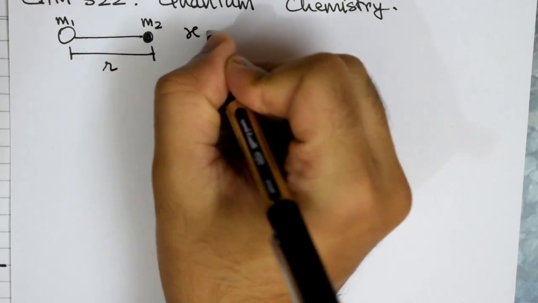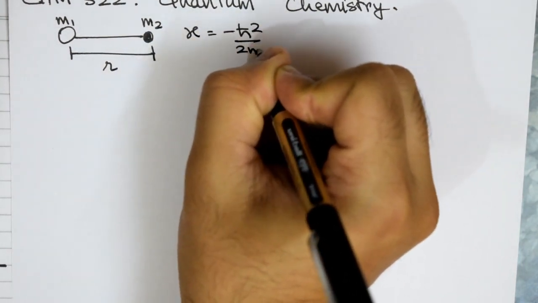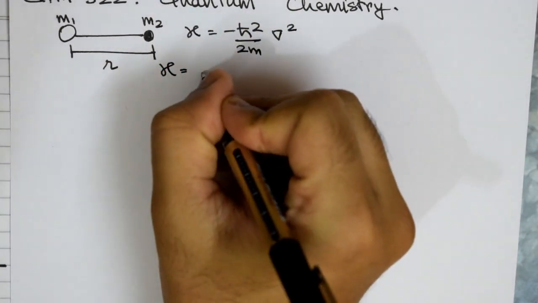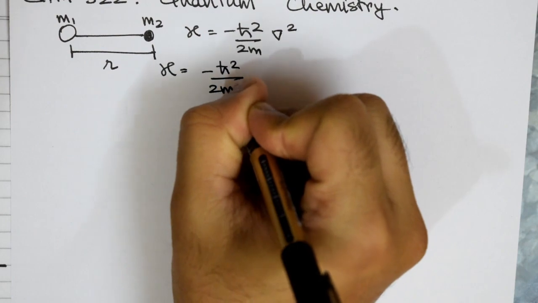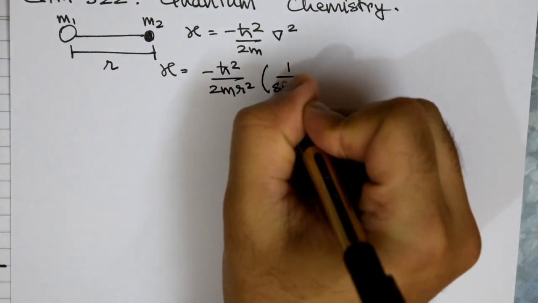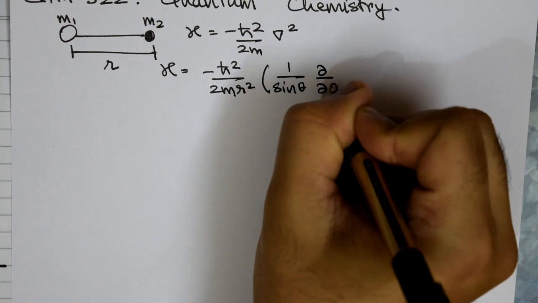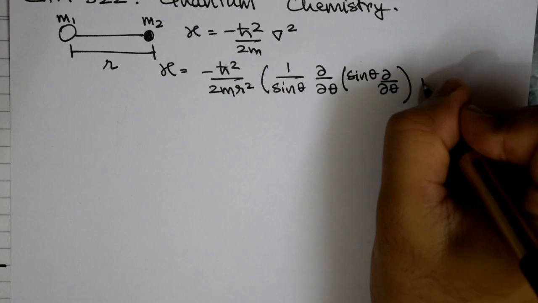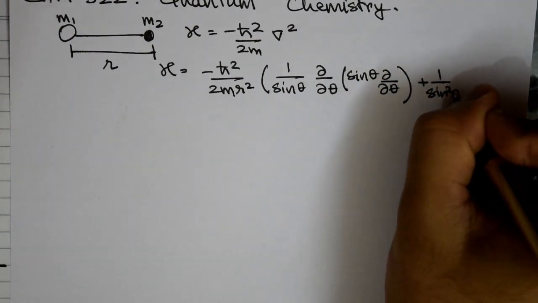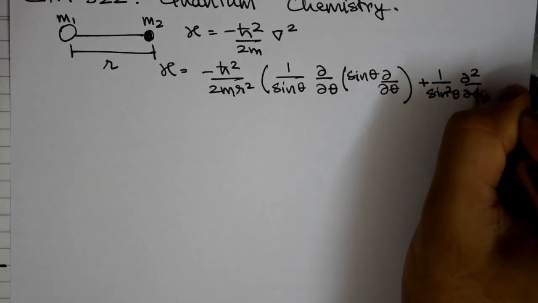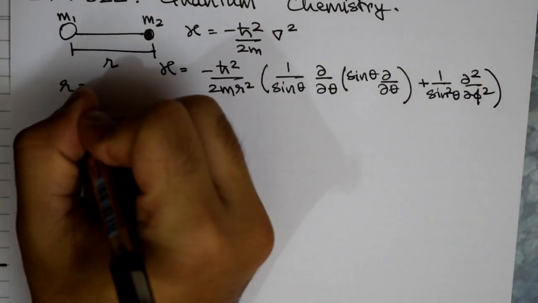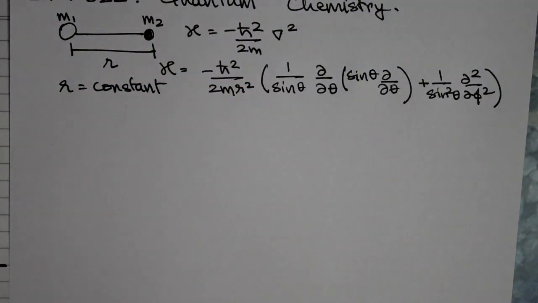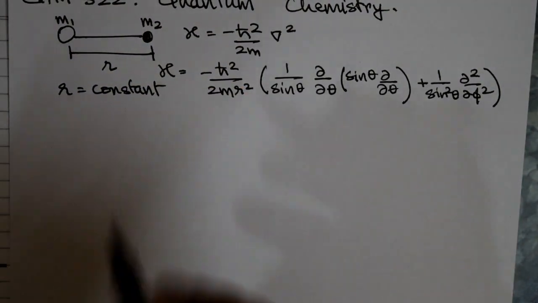We set up the Hamiltonian, which is minus h cross square by 2m del square in the Cartesian space, which gets converted to minus h cross square by 2mr square, 1 over sine theta dou by dou theta, sine theta dou by dou theta, plus 1 over sine square theta dou square by dou phi square, where r is a constant. This is what we saw in the previous classes.